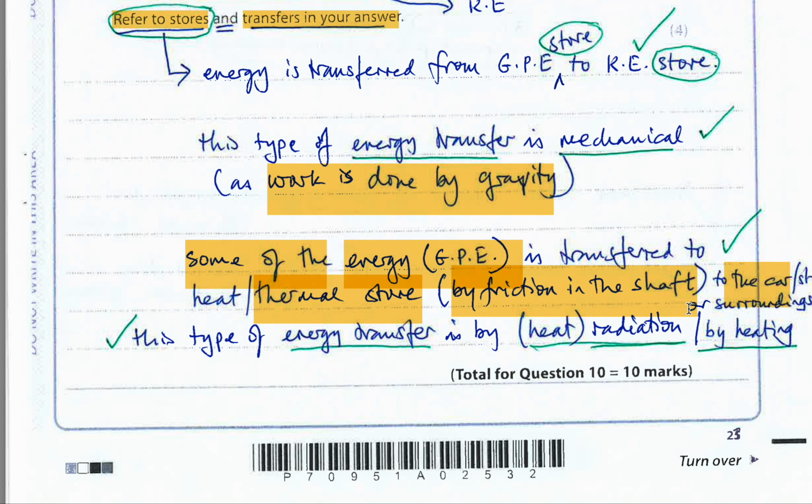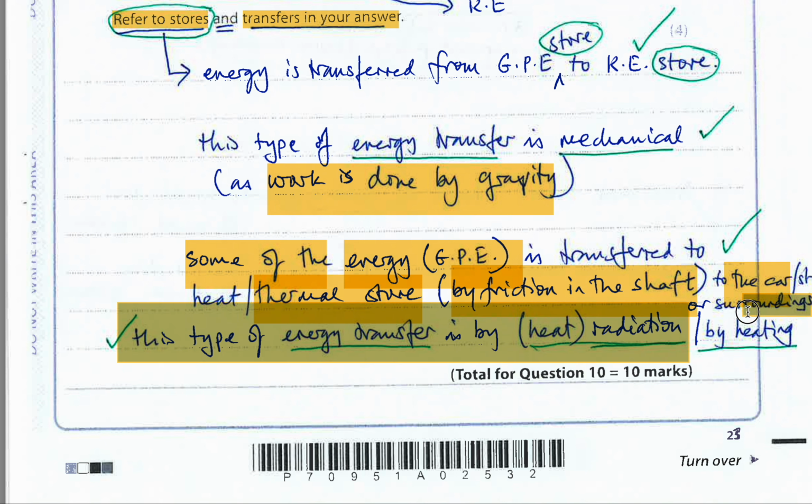I'm sorry, it's gone off the edge of the screen. And some of it will go to the surroundings, obviously just by conduction or radiation or whatever. The hotter objects will lose heat to colder objects. This type of energy transfer is by heating, where there's a temperature difference. So it can also be by radiation. So that's another form, as long as you've explained the change from one store to the other, both of them from gravitational potential energy, and then you know that there's different types of energy transfer mechanisms. So one is mechanical and the other is by heating.